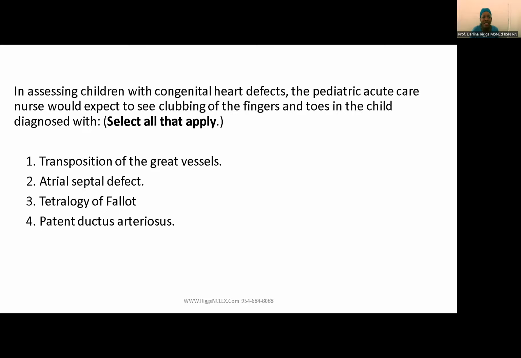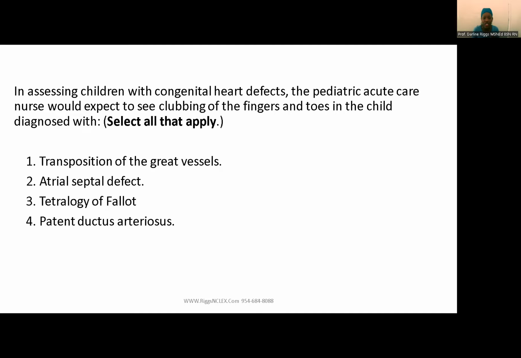We covered those. So in assessing children with congenital heart defects, the pediatric acute care nurse would expect to see clubbing of the fingers and toes in a child diagnosed with. So you're going to see clubbing of the fingers and toes in conditions where there is a decrease of oxygenated blood, right? So those would be your cyanotic defects. So that is all this question is asking. They're testing to see that you know the conditions that are considered to be cyanotic defects.